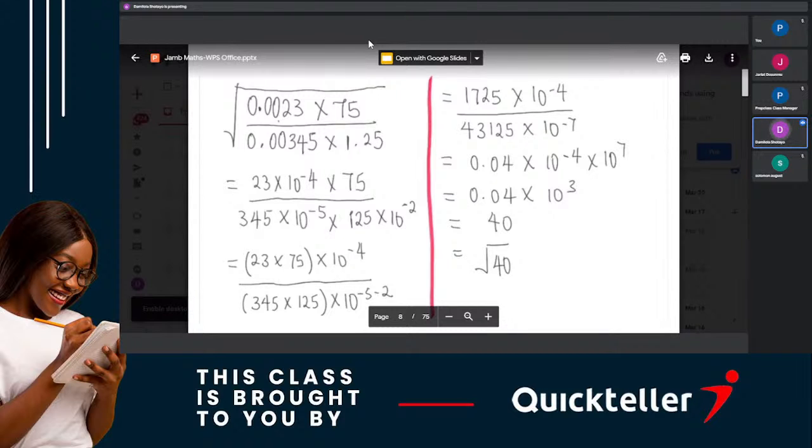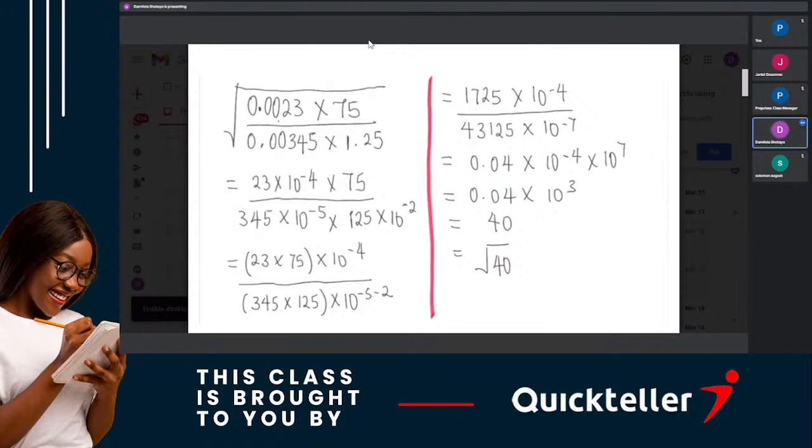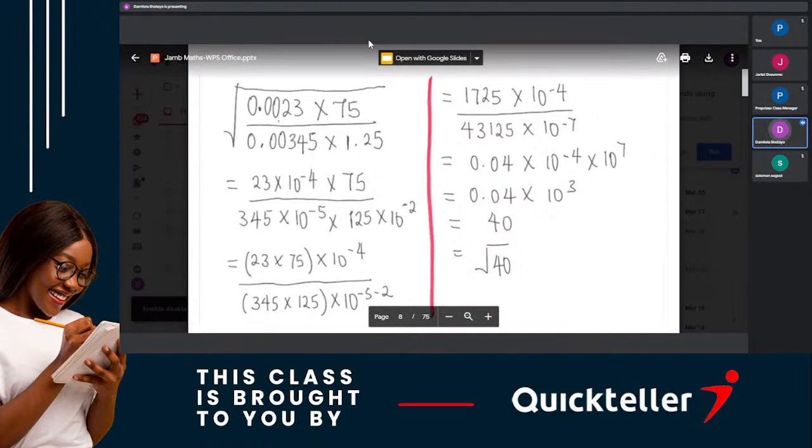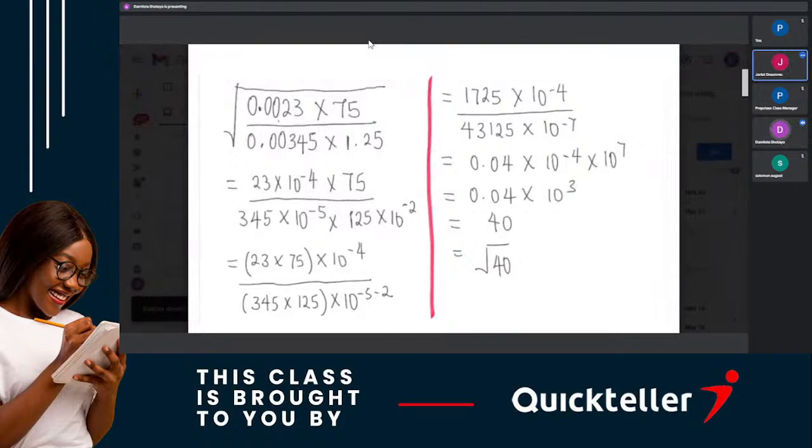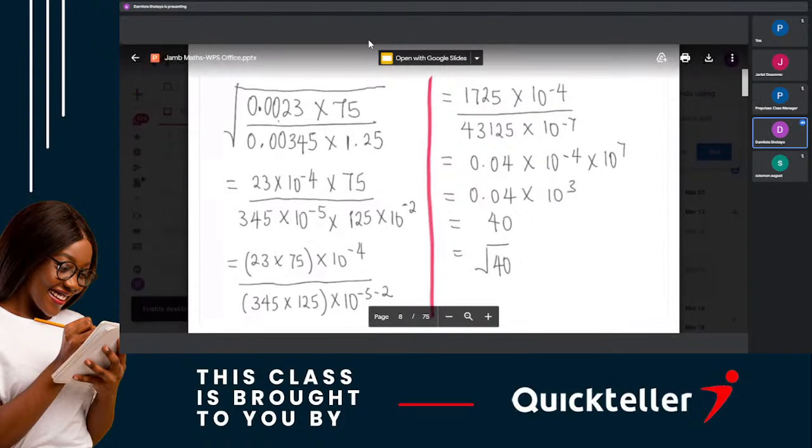The real question, if you check in your past question, is not 75. Although they did 75 in the question section, in the answer section they did 750. So that means there's a typographic error in most of the past questions, and that has to do with the one that I used also. Do you understand what I'm saying? Yes, sir. So it is meant to be 750, not 75. If you use 750, you'll be getting 400 here.